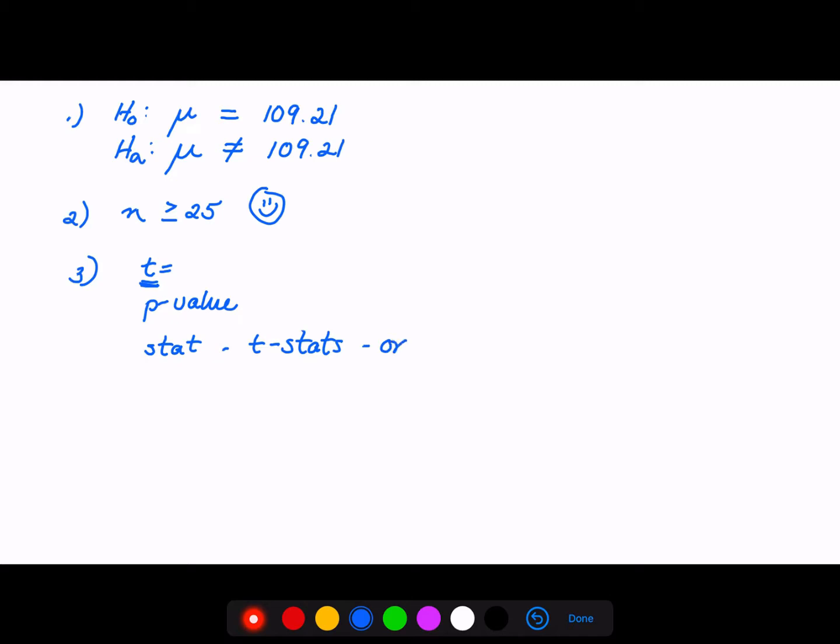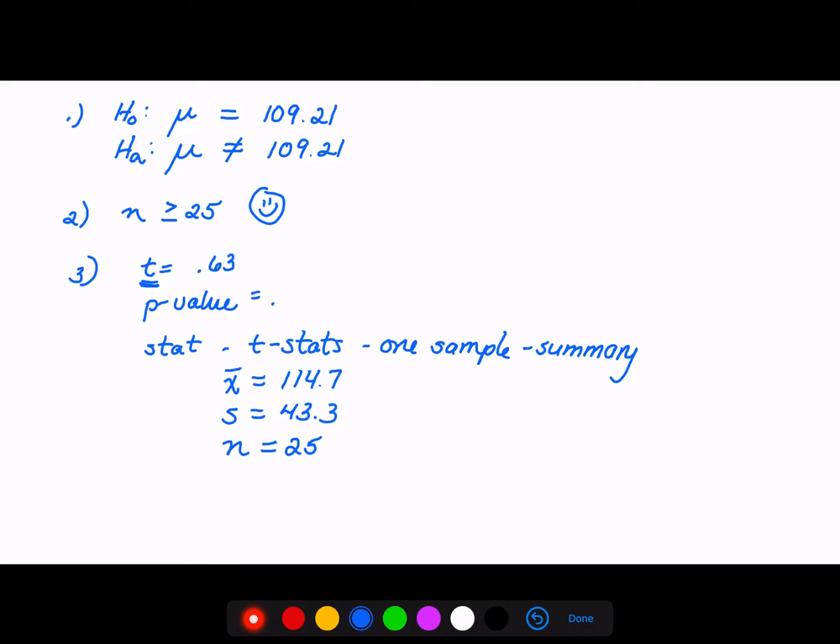We have one sample, and we have a summary because we don't have the raw data, but we were told in the problem that we had a sample mean of $114.70 and a sample standard deviation of $43.30, and we have a sample size of 25. So we're going to put all of this into StatCrunch, and when we do, we're going to find a test statistic of 0.63 and a p-value of 0.53.